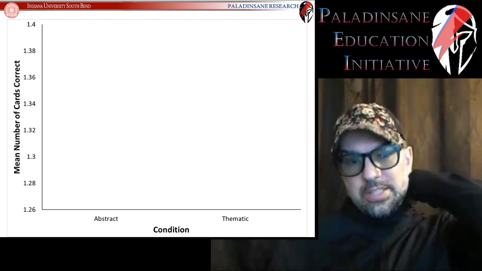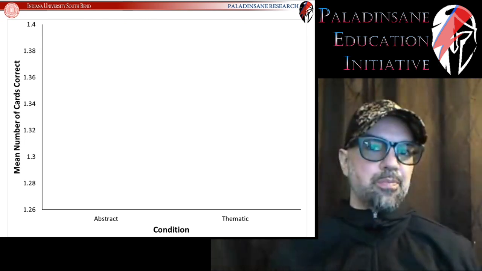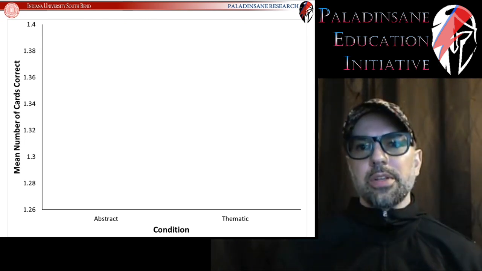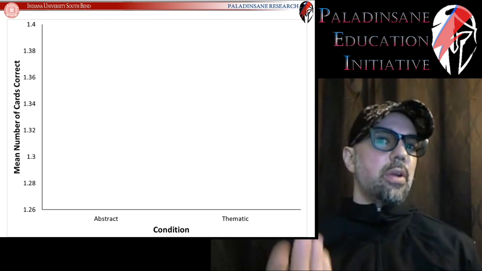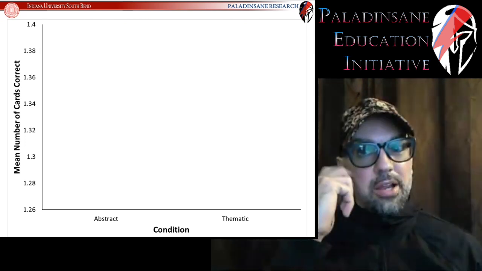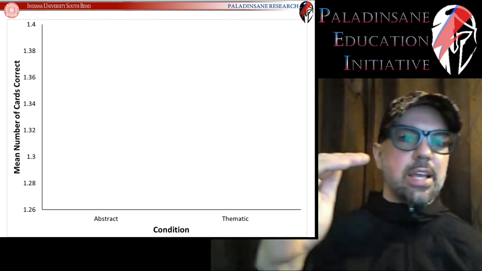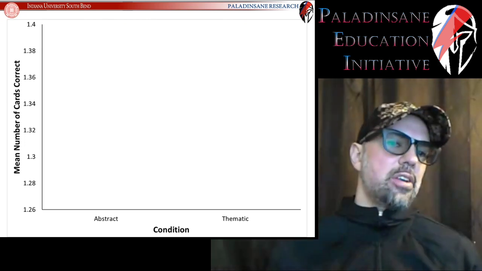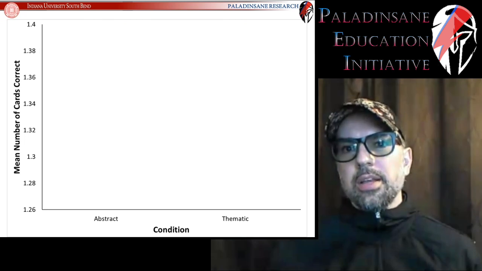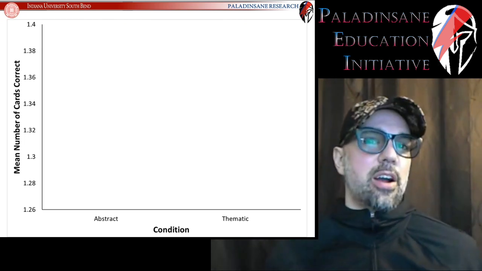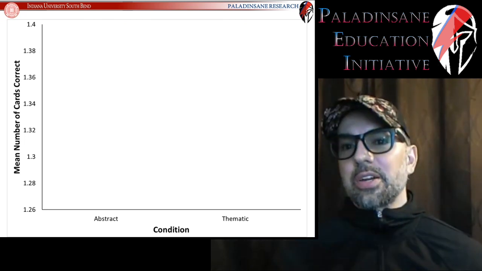So the first thing to notice is that this does not go all the way up to 2. 2 out of 2 would be perfect performance. So on average, we humans don't have perfect performance. So we're not going to make it to that normative reasoning goal. We're not going to make it to that normative reasoning ideal. On the other hand, you'll notice that the average is above 1. So typically, we at least get 1 card right. So at least we're doing something correct.